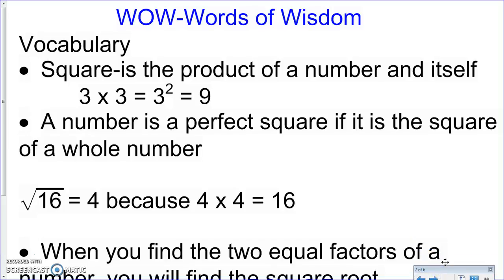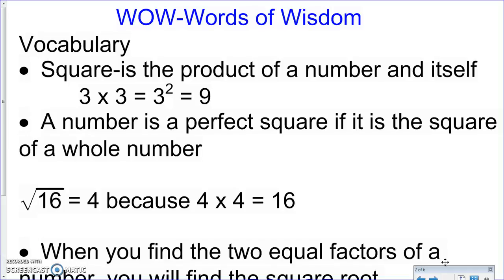Vocabulary. Square is the product of a number and itself. For example, 3 times 3 equals 3 squared, which equals 9. A number is a perfect square if it is the square of a whole number. So 9 is a perfect square because it's 3 times 3.